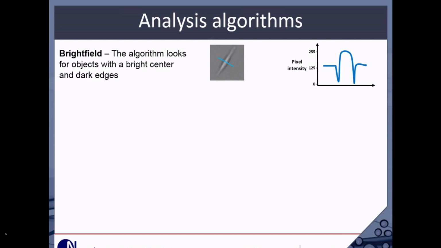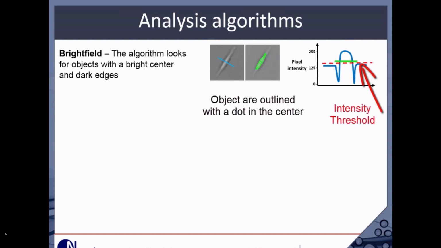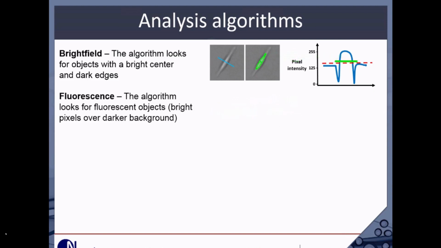The system is going to ask you to set the intensity threshold, which is this red dotted line. Anything above that value will be outlined with a green line and a dot in the center. This is what it will call an object. So anything above the intensity threshold is now identified as an object. So that's the bright field algorithm.